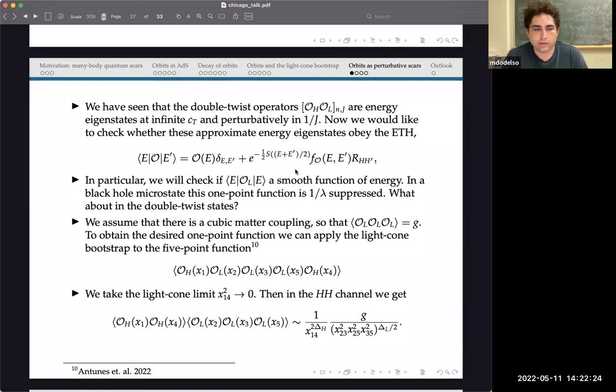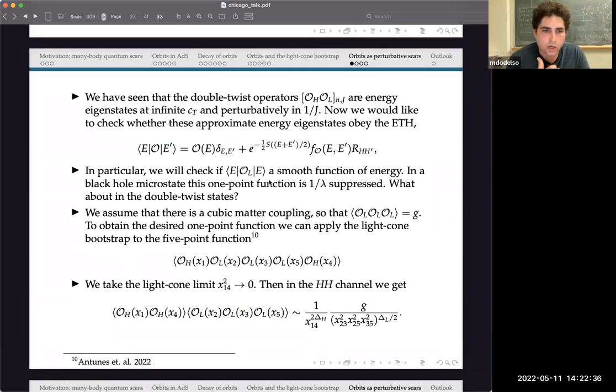In particular, we want to check if O light in the double twist states is a smooth function of energy. So how do we check this? Well, in a black hole microstate, the 1-point function is suppressed by 1 over lambda. So you can compute it. There's a paper by Maldacena and Grinberg who computed this 1-point function, and it's very small. In our case, we want to show that it's not 1 over lambda suppressed. It can be order 1. So that means that it's no longer a smooth function of energy, because it depends dramatically on what approximate eigenstate you choose.